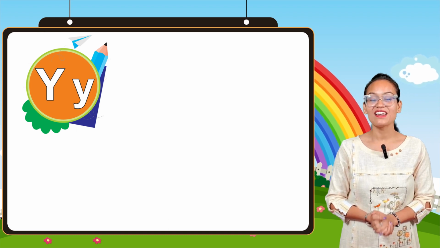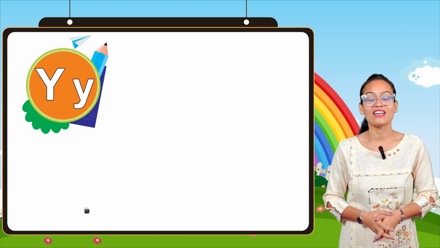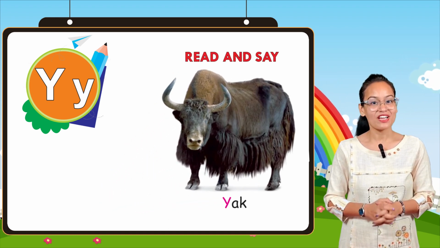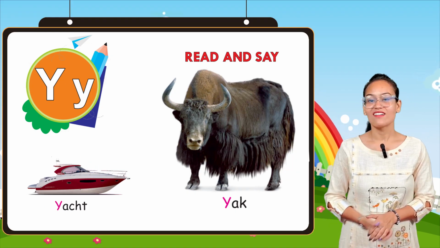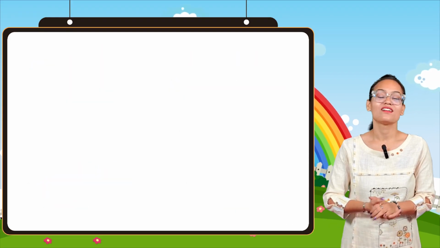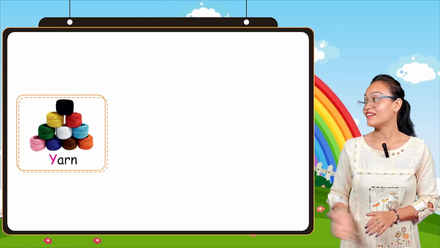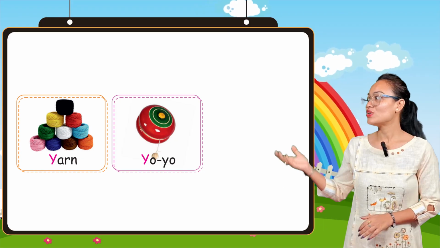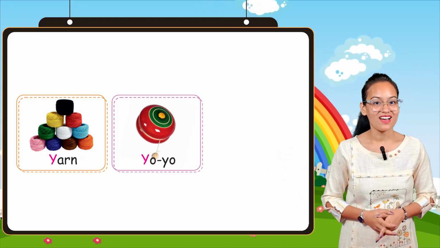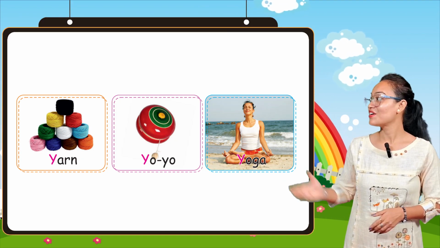Alphabet Y. Capital Y, small y. Read and say: Y for yak, Y for yacht, Y for yarn, Y for yo-yo, and Y for yoga.